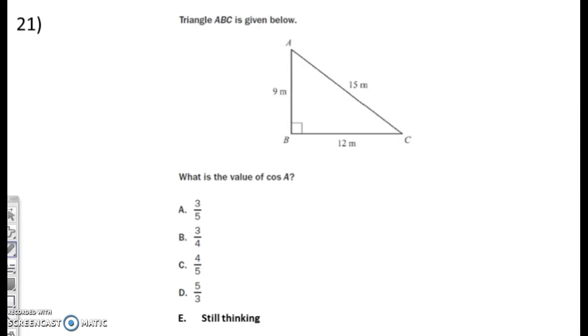Triangle ABC is given below. What is the value of the cosine of A? All right, so cosine, if you look on your formula sheet, it'll say cosine of theta equals adjacent over hypotenuse. And in this case, theta, our reference angle, is angle A.